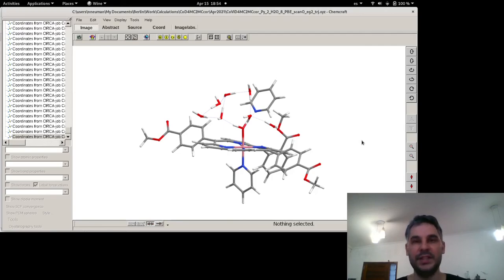If each of these calculations, of which you have to do many, takes a very long time, that may be impractical. And I consider relaxed surface scans to be exploratory. They are the beginning of finding transition states. They are not the end. So I think it's better to have them finish in a reasonable time.